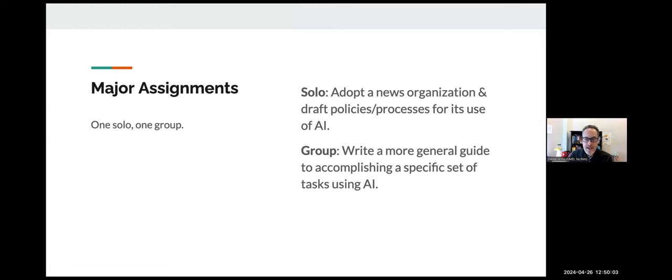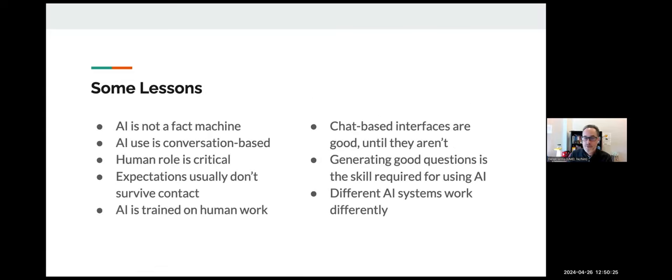And for a group major assignment, to pick one of those tasks that we had done and really do a deep dive into that and write a generic guide that journalists could use to be like, I want to learn how to use AI to do this. That's what we're going to be producing. And I'm really looking forward to that because I'm really going to try and publish some stuff around that because I think it'll be helpful.